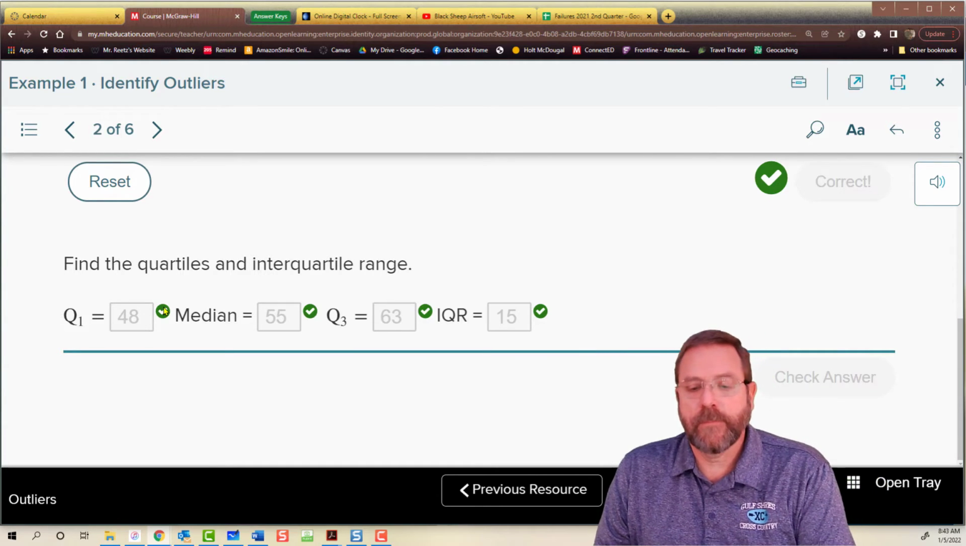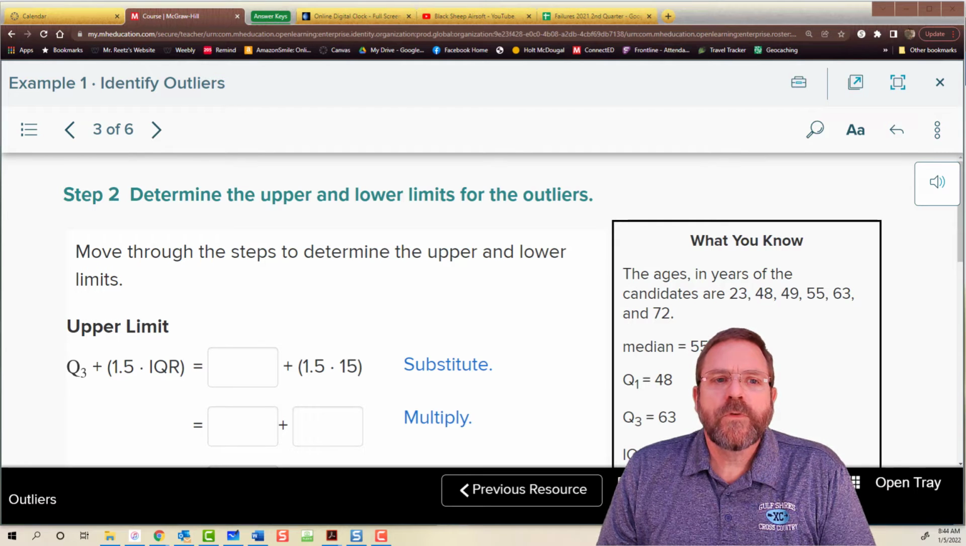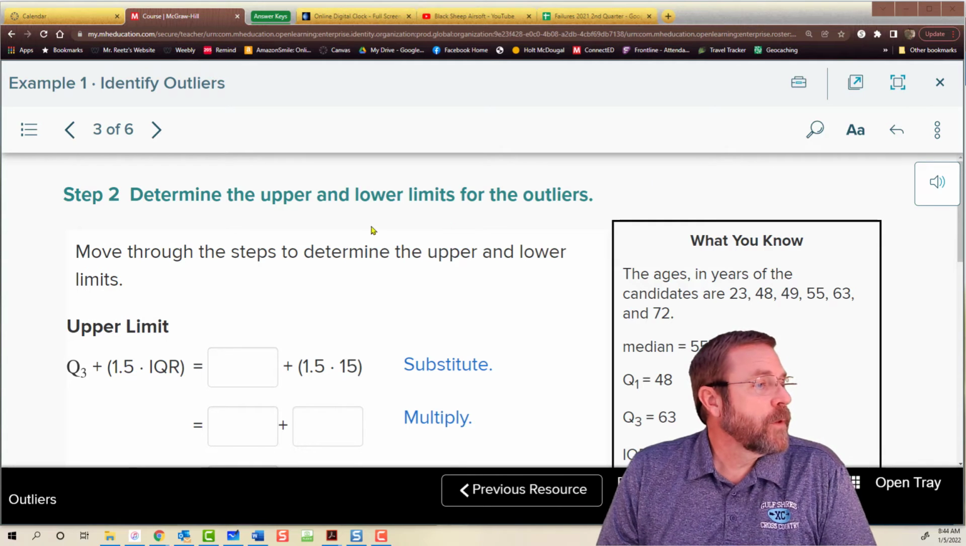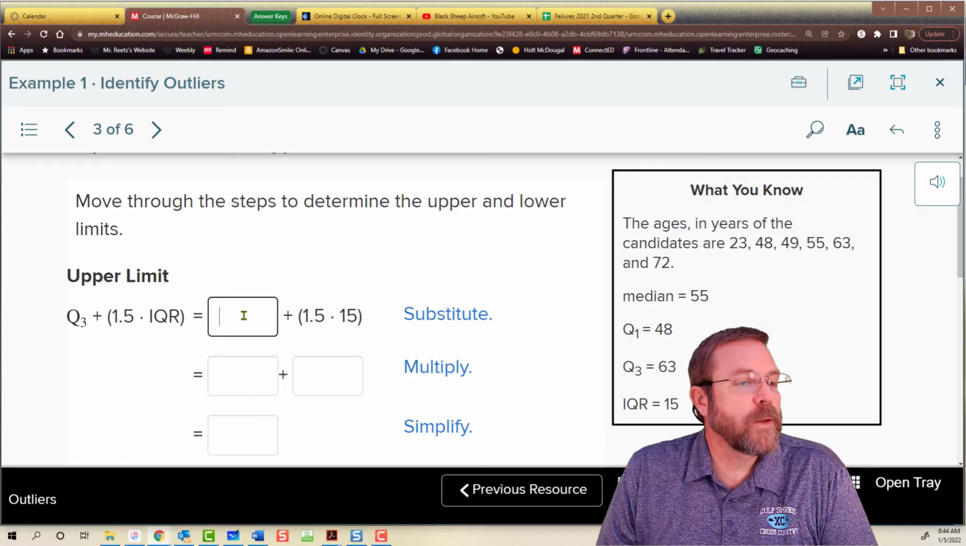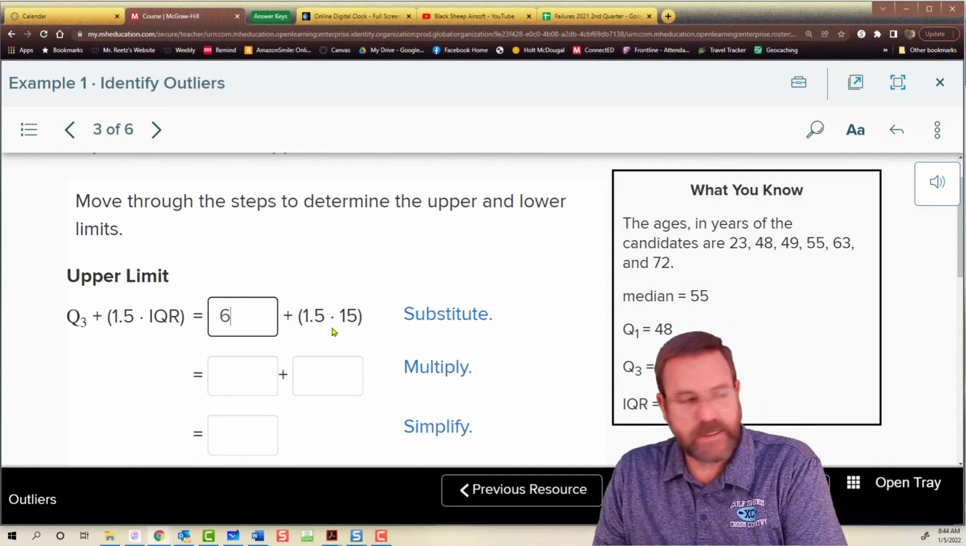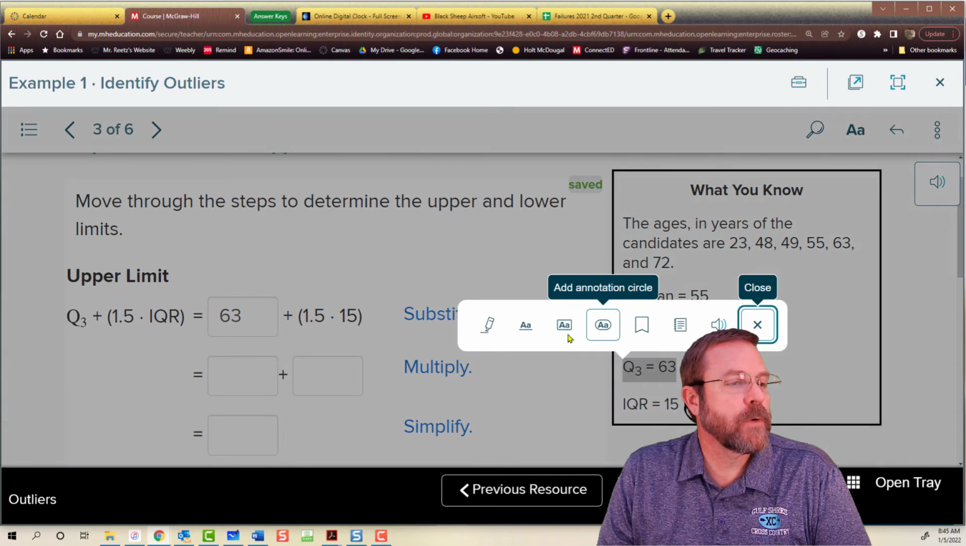So now I've got my interquartile range, my lower quartile, my median, and my upper quartile. From here, we're going to move through the steps to find out if either of the numbers are going to fall into the outlier category. So, first thing we're going to look at is Q1 and Q3 with the interquartile range. Q1 was equal to 48. Q3 is what we're looking for. That was equal to 63. You can see that listed right here.